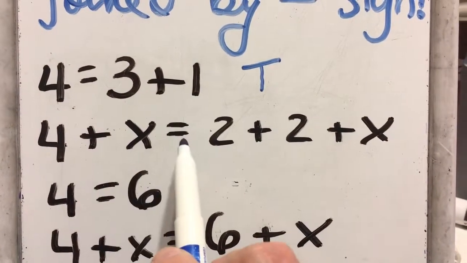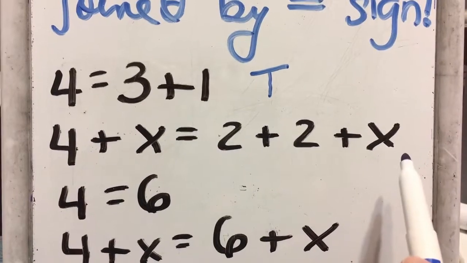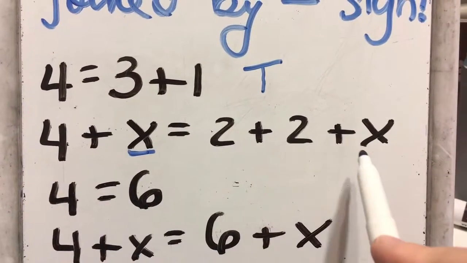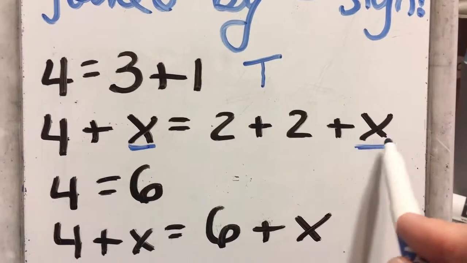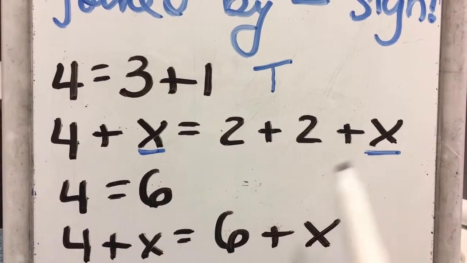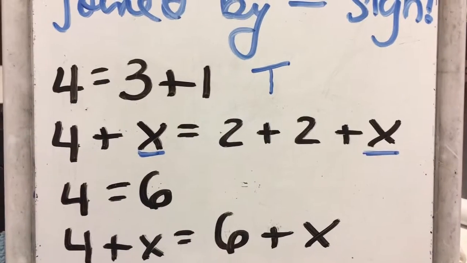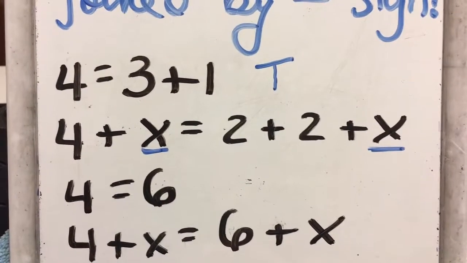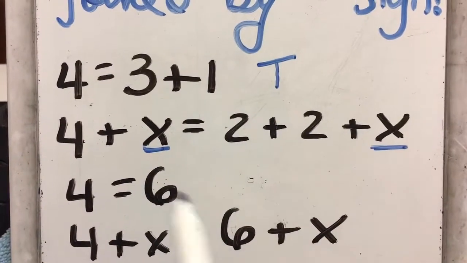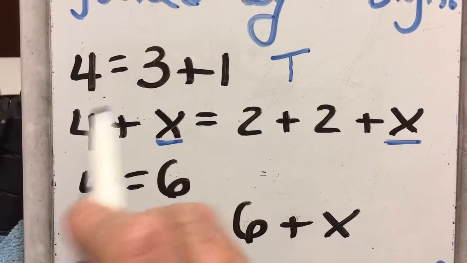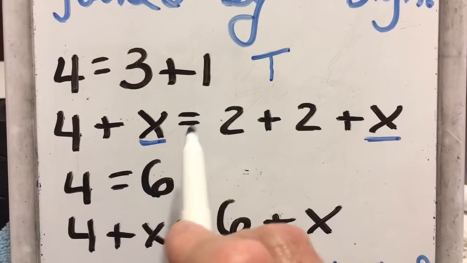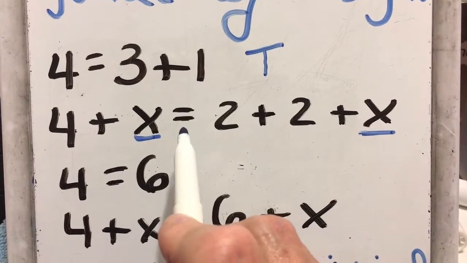4 plus x equals 2 plus 2 plus x. Now remember, anytime we have an x and another x in the same equation, we understand that those two x's are and must be equal to each other because they can't change values in the same equation. So this is an equation because this is an algebraic expression and this is an algebraic expression, and they are joined by an equal sign.